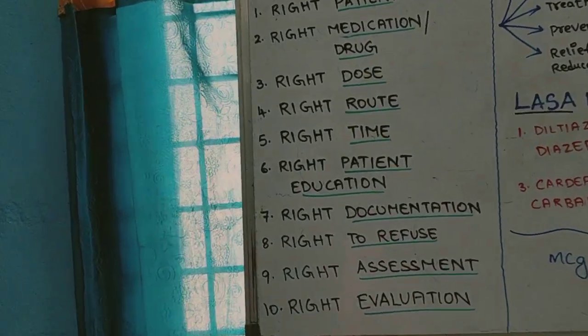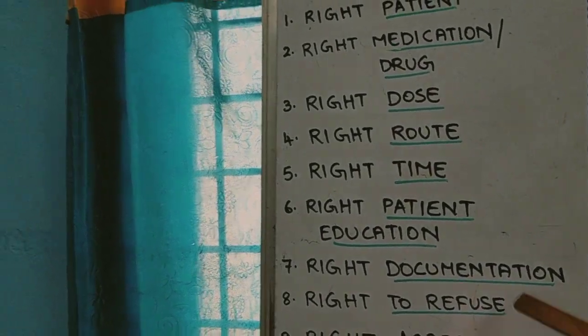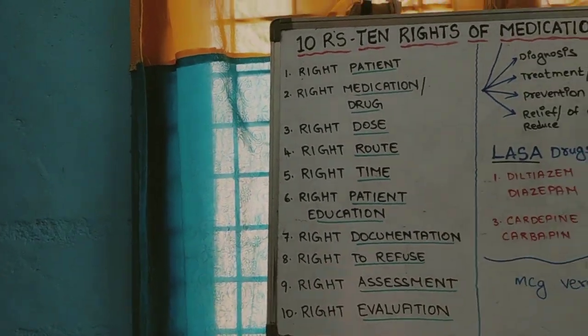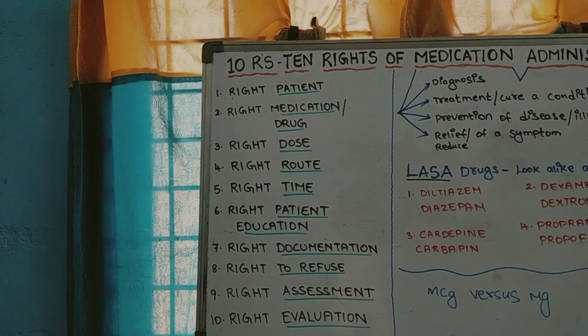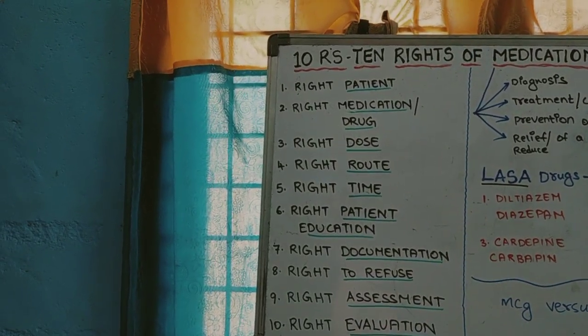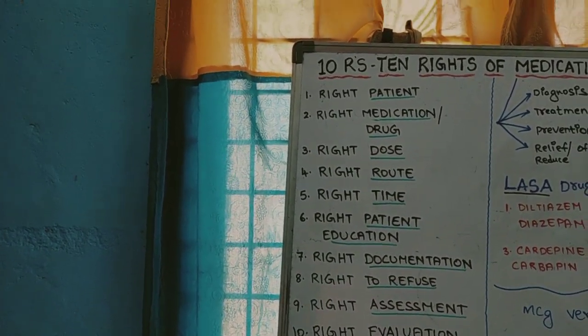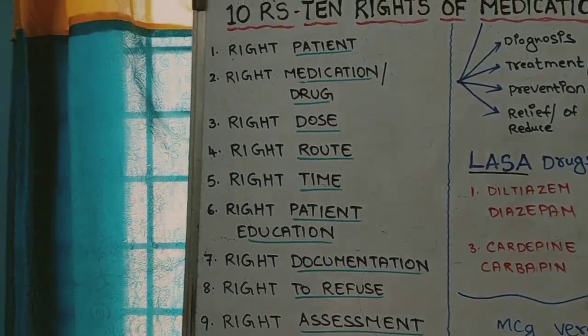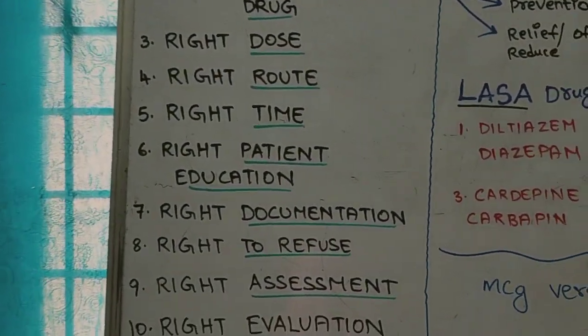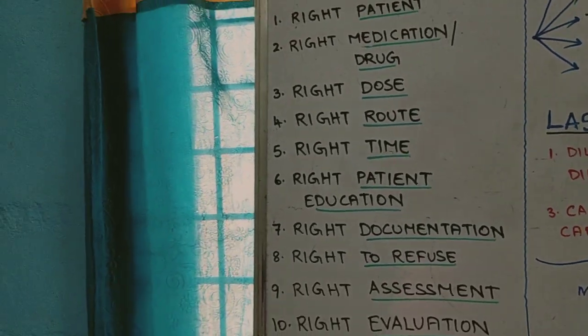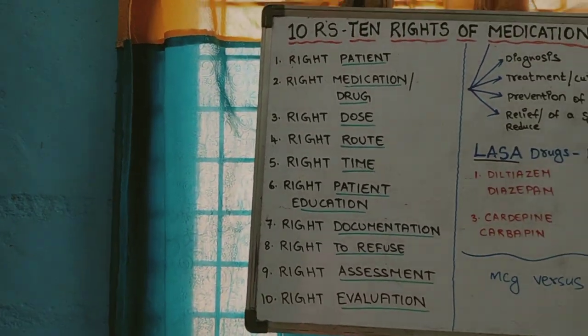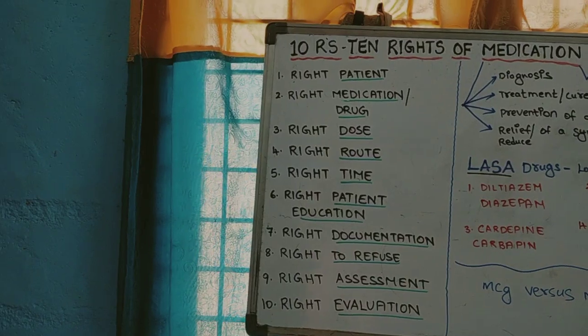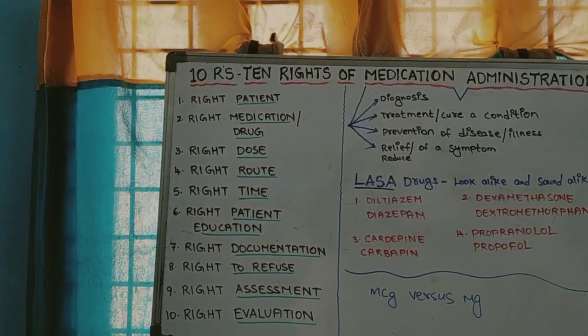Then next right is the right to refuse. Please keep in mind that patients have the right to refuse the medication if they have the capacity to do so. So ensure that you have the patient's consent to administer the medication. Then the next right is right assessment. Right assessment is to check that your patient actually needs the medication and check for contraindications and baseline observations if required.